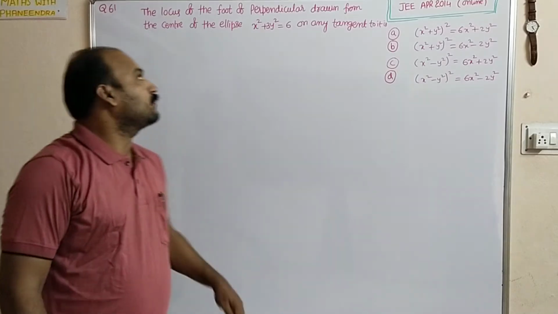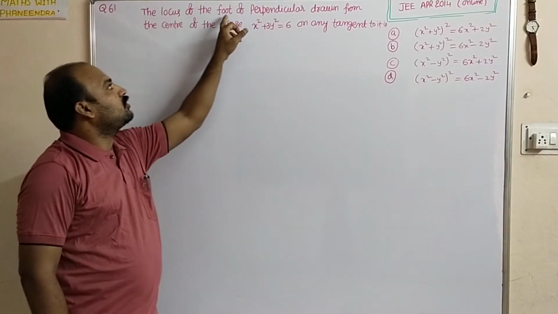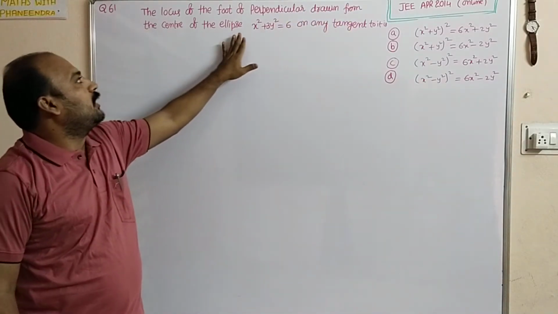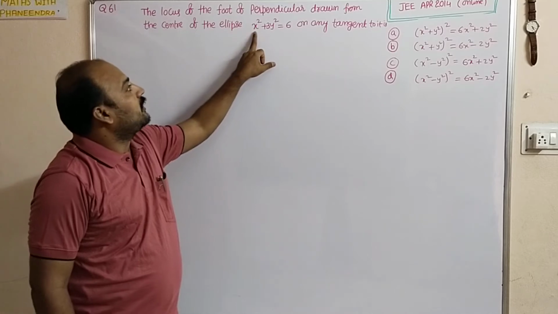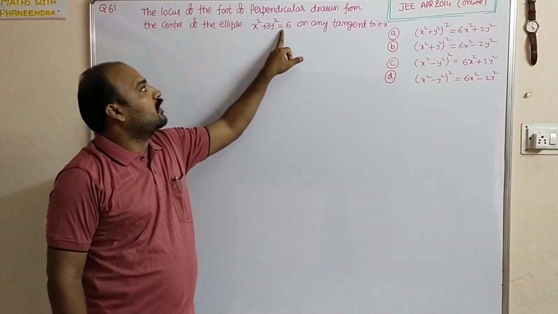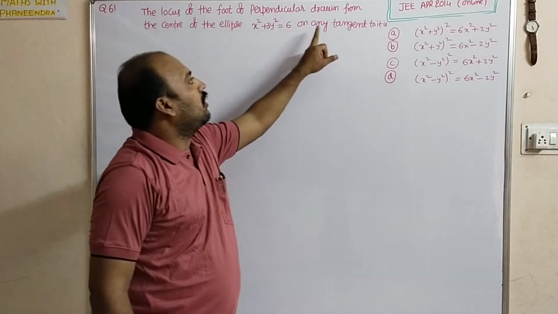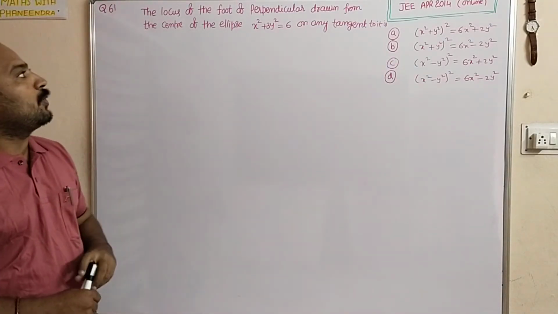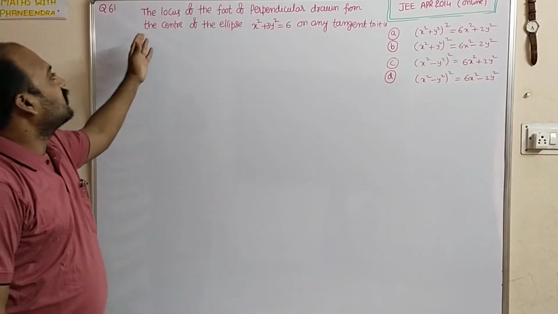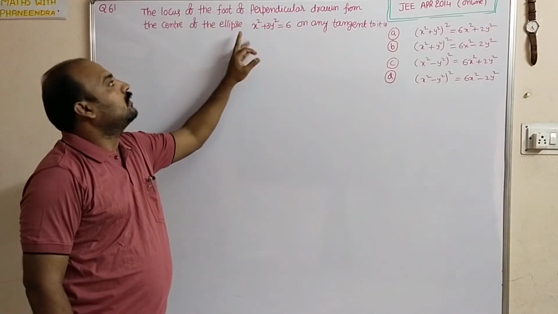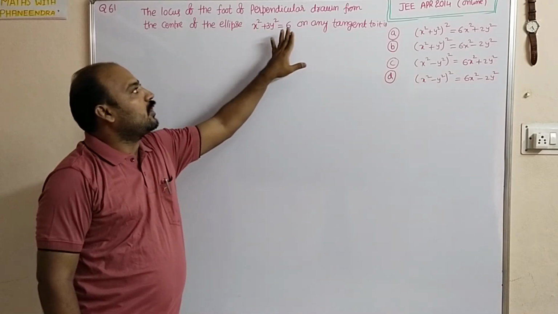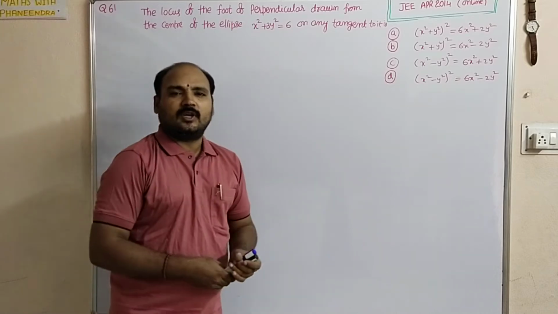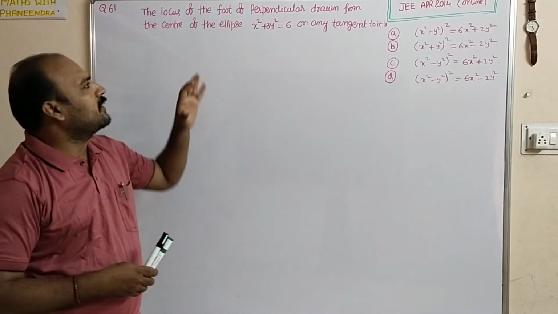The first question. The locus of the foot of perpendicular drawn from the center of the ellipse x square plus 3y square equal to 6 on any tangent to it is. So here we have one shortcut formula regarding this concept.